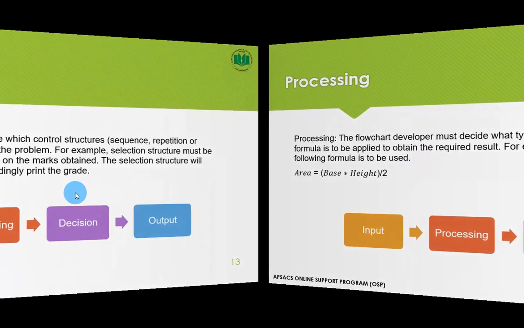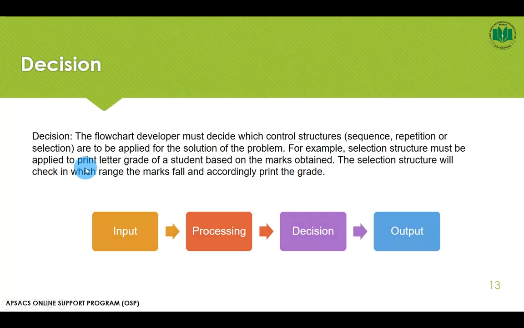The next thing is decision. Decision is an important aspect. The flowchart developer must decide which control structure, sequence, repetition or selection, is to be applied for the solution of the problem. For example, a selection structure must be applied to print a letter grade of the student based on the mark obtained. The selection structure will check which range the mark falls in and accordingly print the grade.